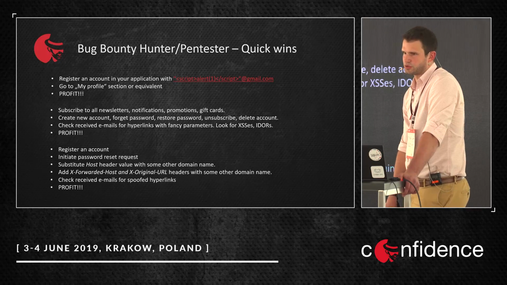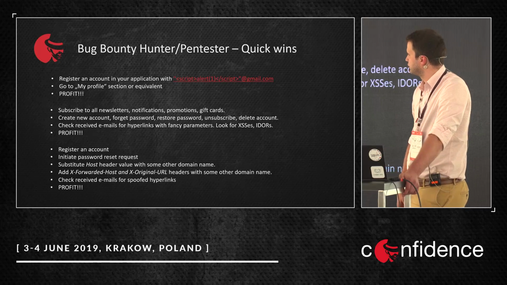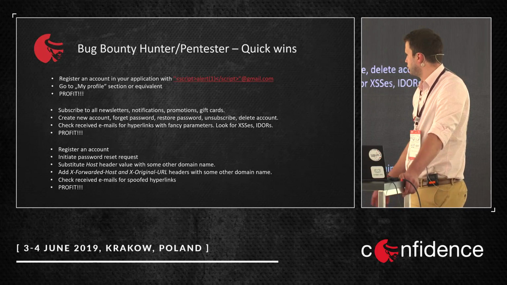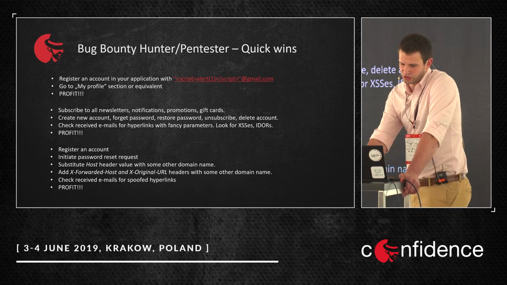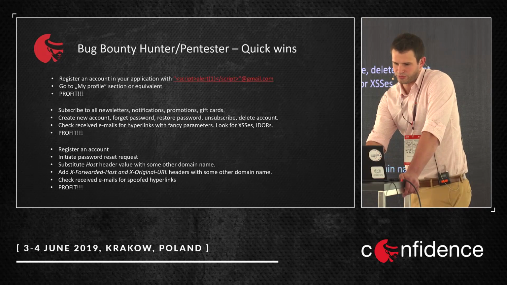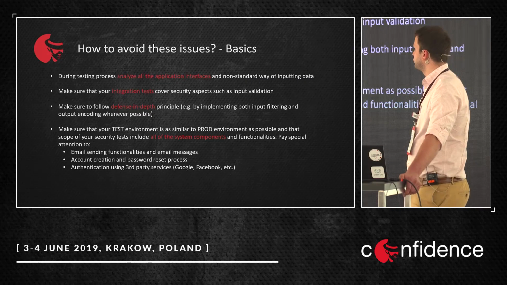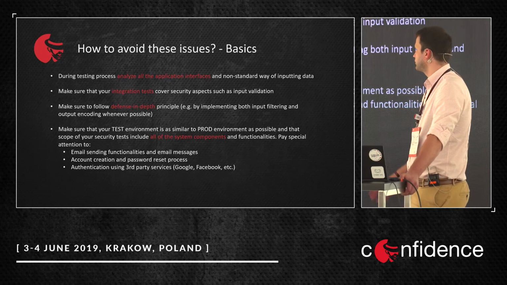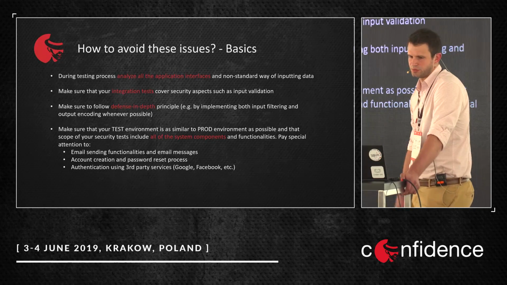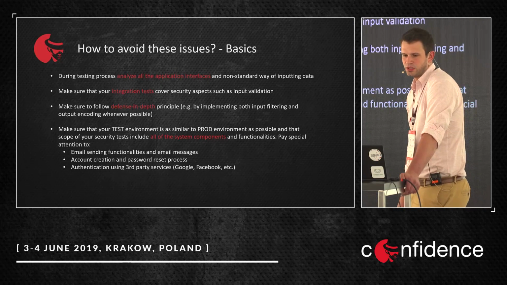And the third thing, which I already mentioned, is that by simply modifying the value of host headers, you can spoof the email messages or the text messages, which is still a valid vulnerability finding. Now, how to avoid these issues? It's very easy to talk about, but much harder to execute in real life.